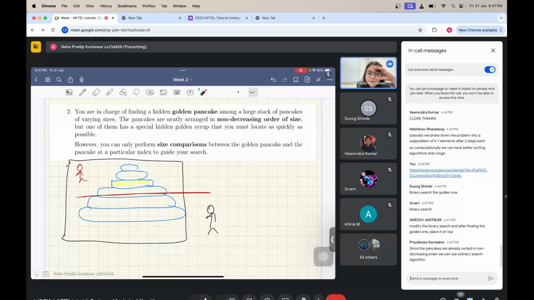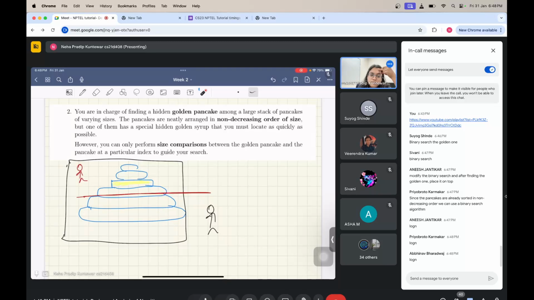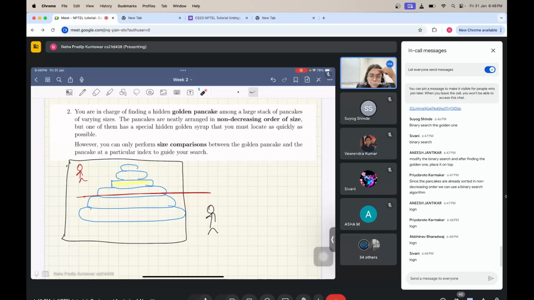Okay, so I think most of you got the correct idea. The idea is that you do something like a binary search, and what would be the running time complexity of that? Okay, it would be order log n. I think all of you got this correctly, but I'll just iterate the algorithm.